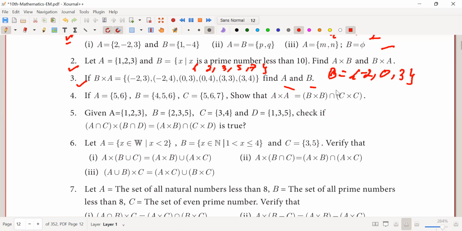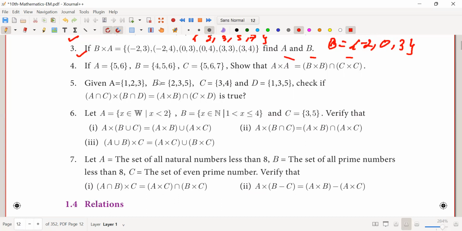After putting A cross A, B cross B, and C cross C, you have to then intersect B cross B and C cross C, get the answer, and prove that both A cross A, the LHS and RHS, are equal. Right? That's what we have to do here.